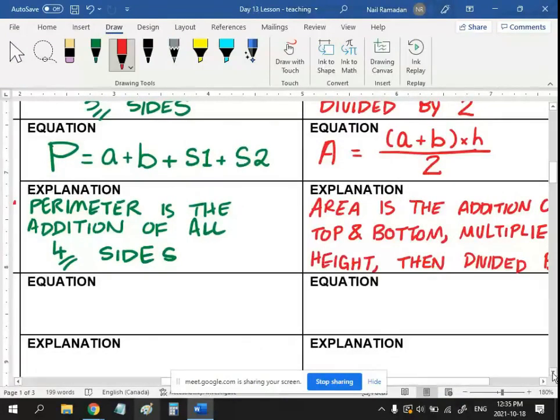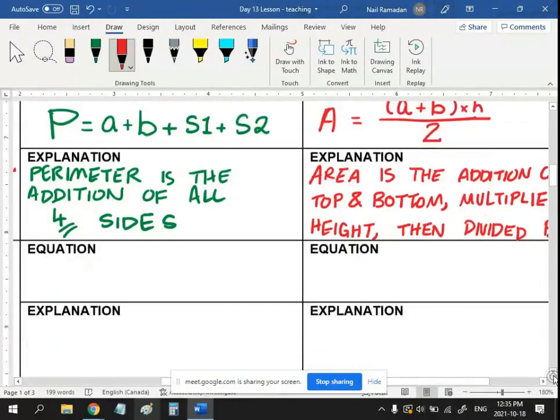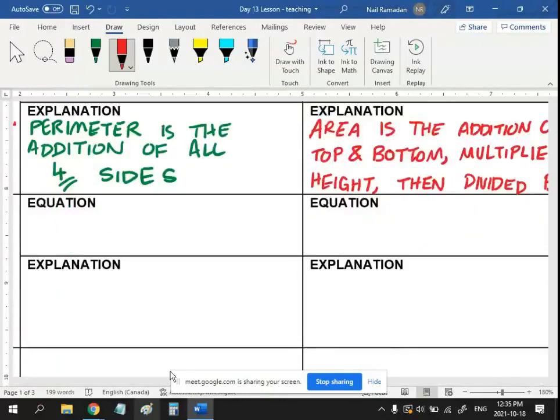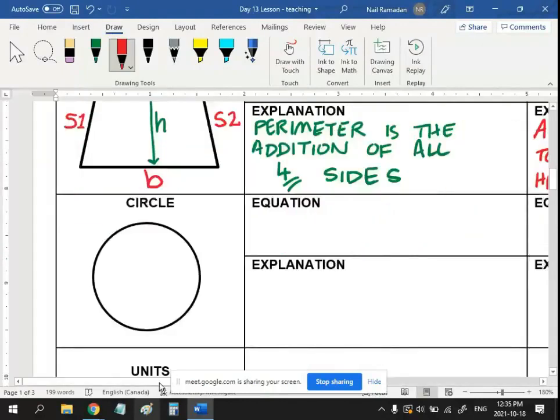Okay, last shape. Does anyone know what we call, listen up, does anyone know what we call this line? The line that should cut it perfectly in half. Oops, sorry.